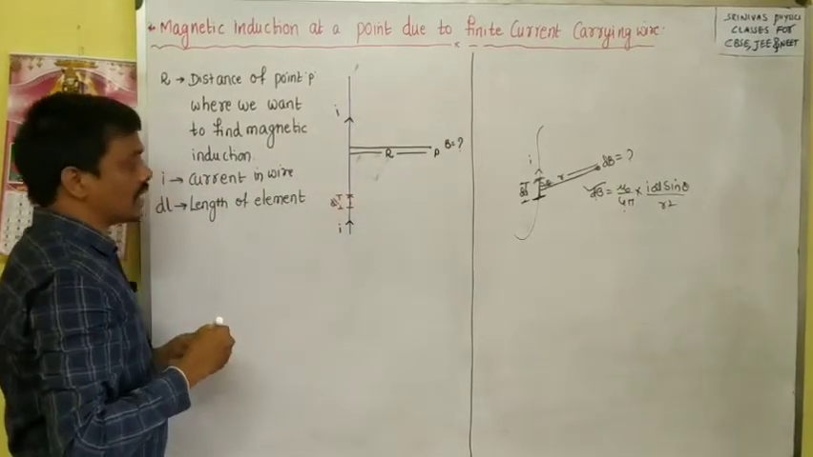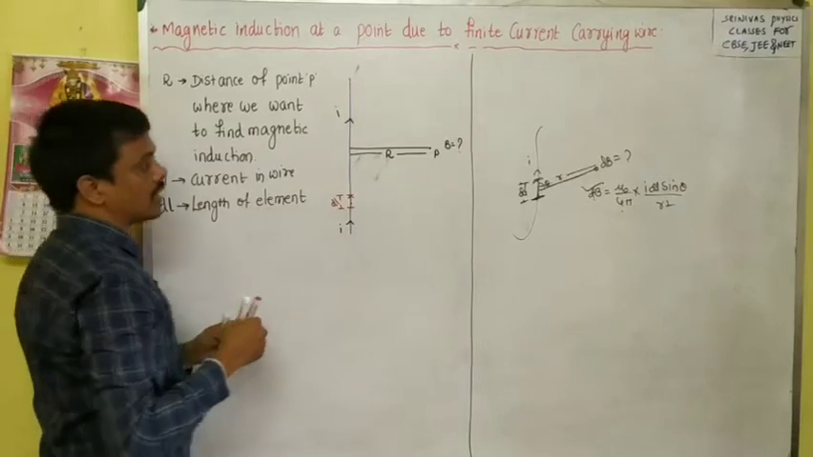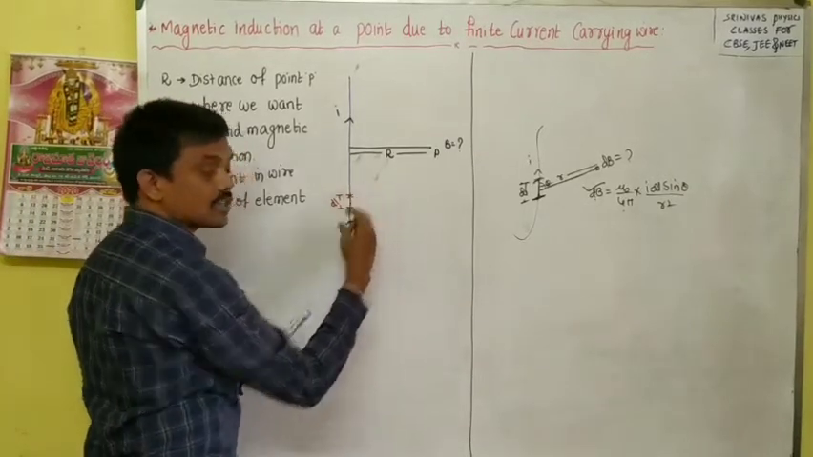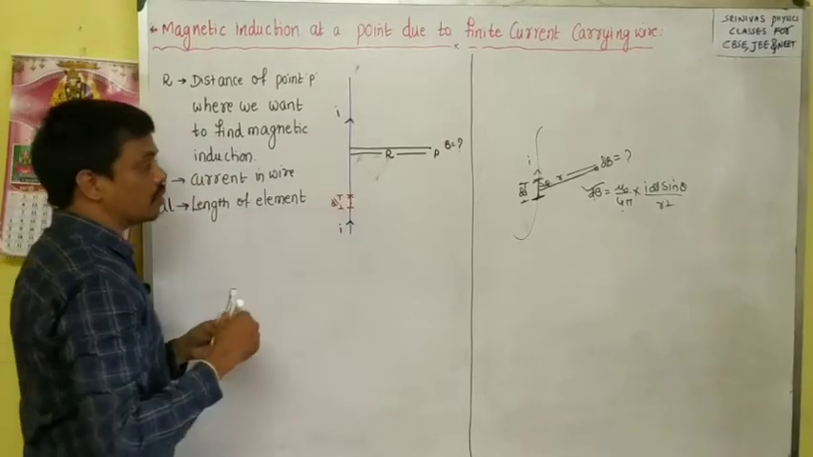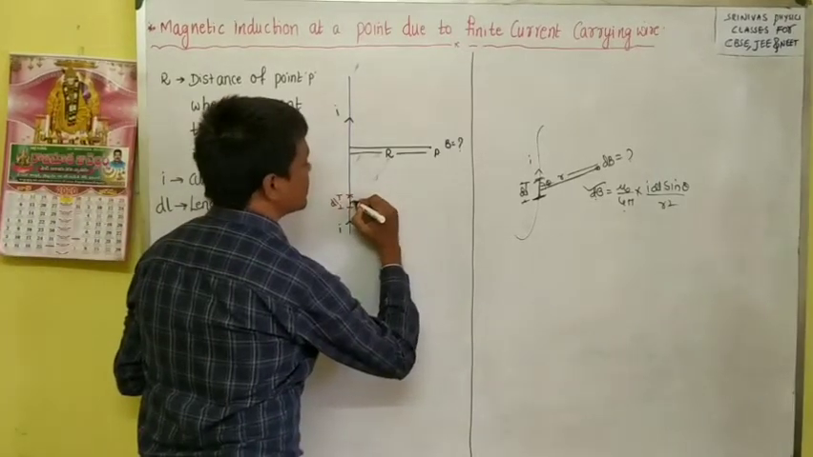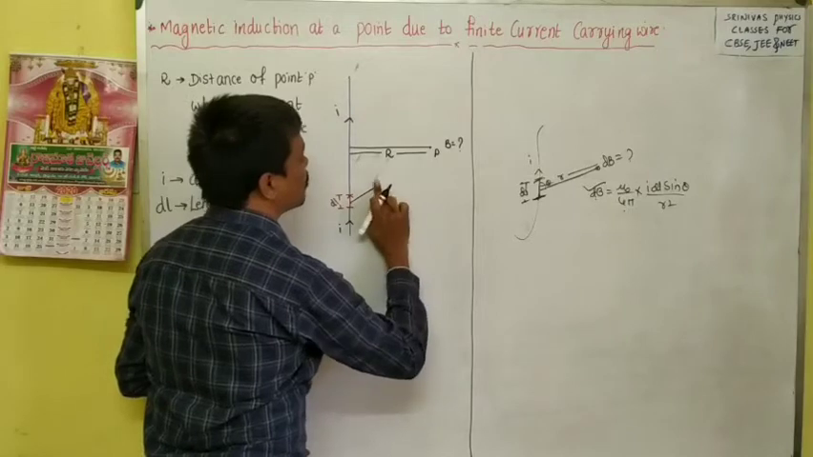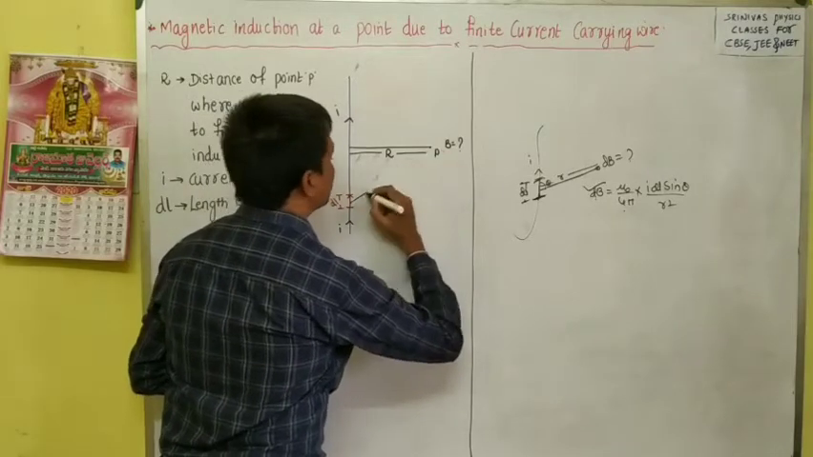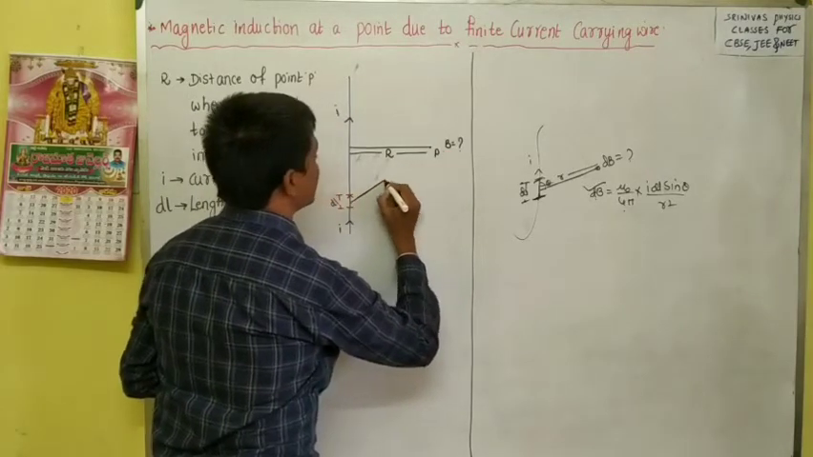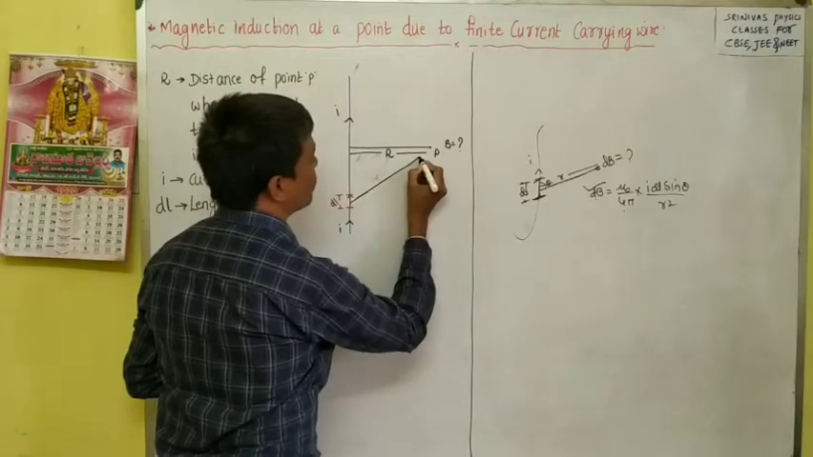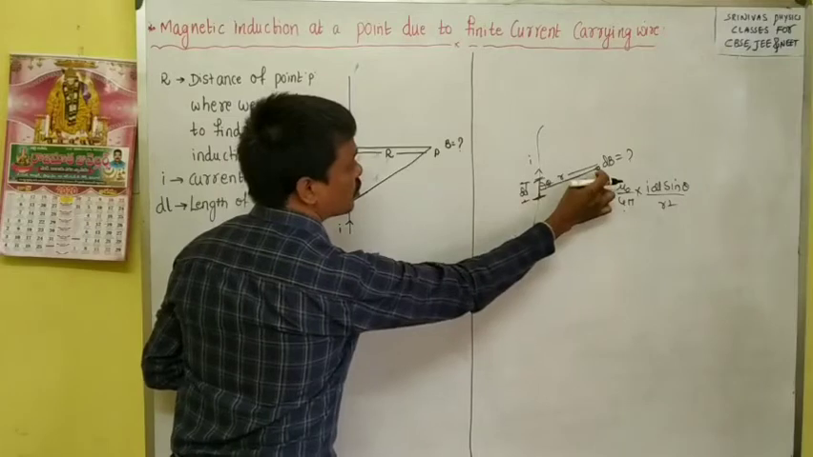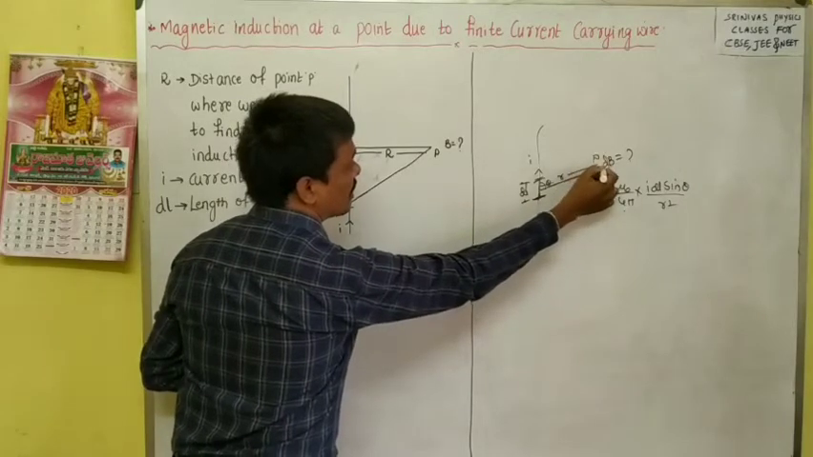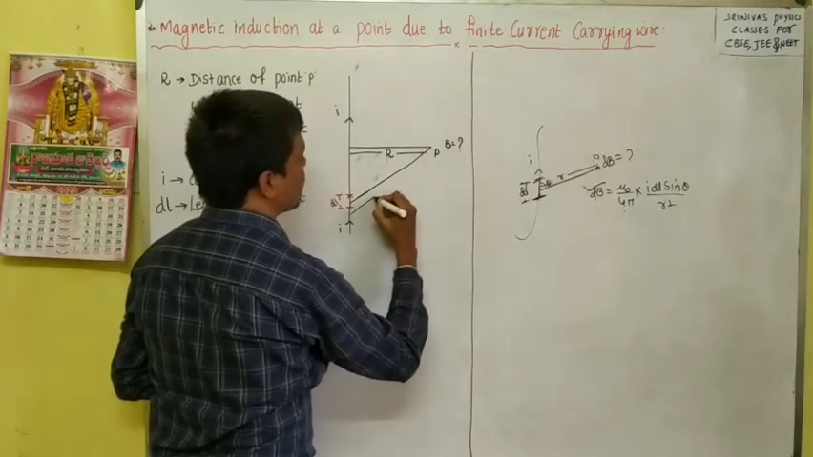In this case, what do I have to do? I have to take a small element on the wire. This is the small element. Next, I have to join that element and the point where I want to find out the magnetic induction. Here I want to find out the magnetic induction. You can join them, and this distance from the element to the point where we are going to find the magnetic induction, we take as r.